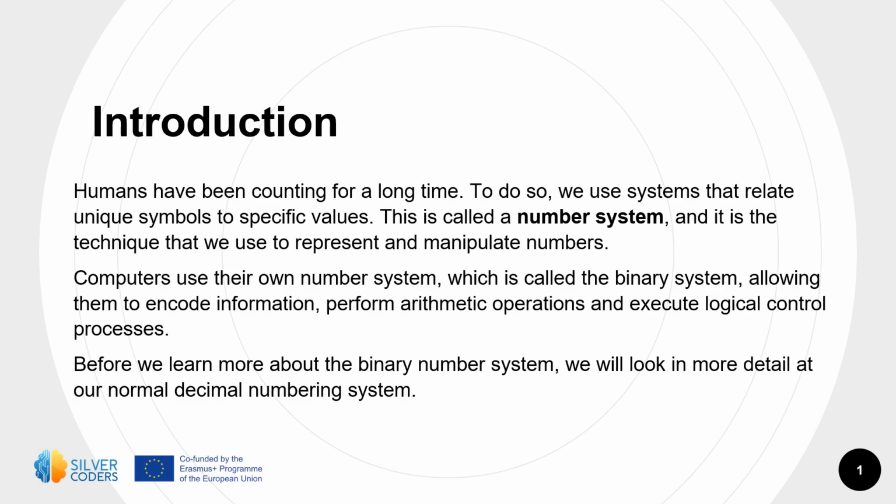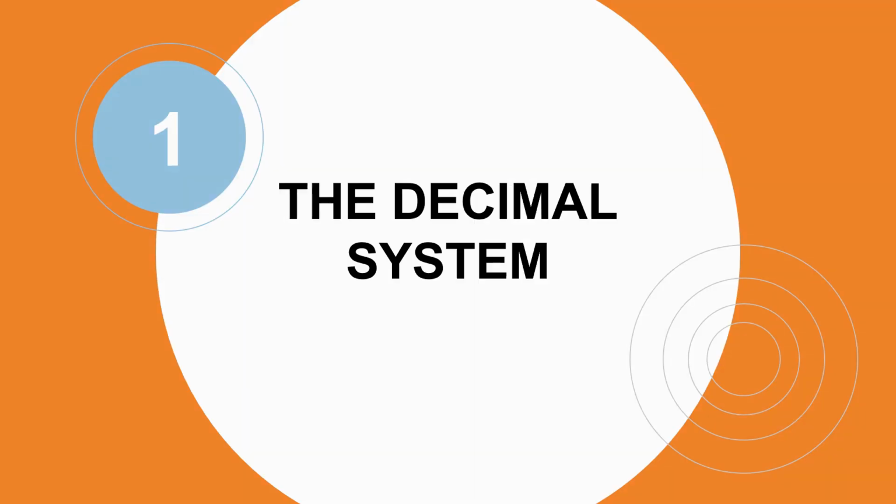Computers use their own number system, which is called the binary system, allowing them to encode information, perform arithmetic operations, and execute logical control processes. Before we learn more about the binary number system, we will look in more detail at our normal decimal numbering system.